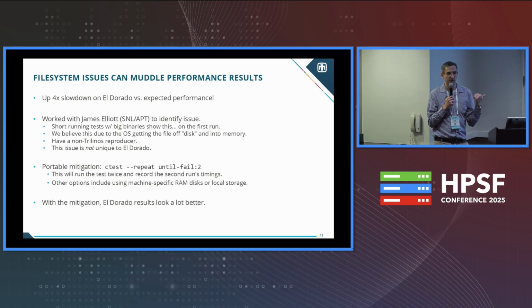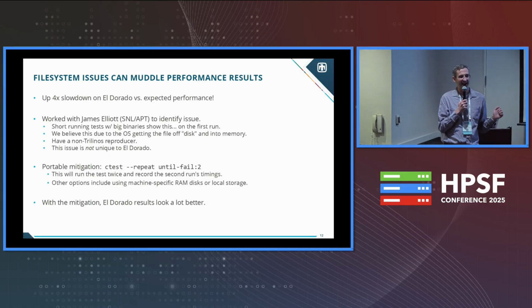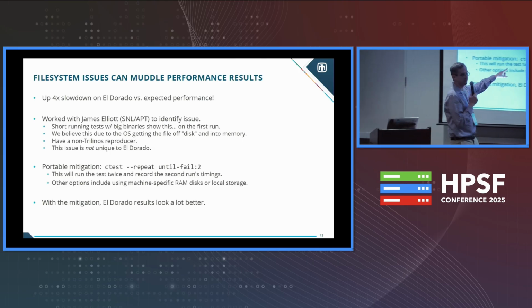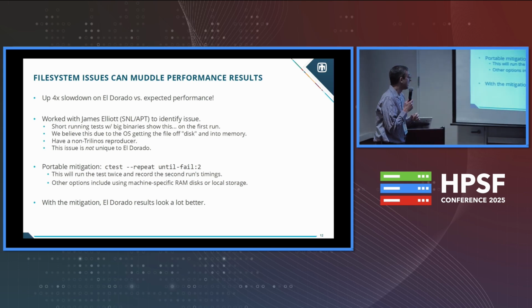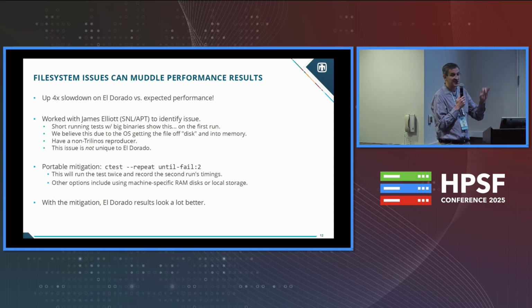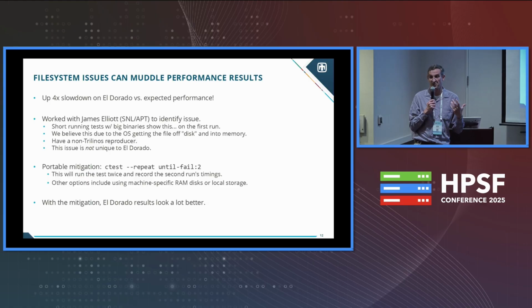So we worked out a non-Trilinos reproducer where you just get a gigabyte long text string and compile it into a binary and then run it. And you can see the performance difference between first and second run really clearly. It's also not unique to Eldorado. When we flip the switch to run everything twice and keep the second timing, the timing on several other machines also sped up. Now, we could have tried to find machine-specific RAM disks or fast local storage. That's another option. And probably if you're running for real, you might want to do that. But this gave us a fast way to turn this on across the board and get more believable timings. And now on our LCAP hardware, we get results consistent with what we should expect, which is pretty cool.